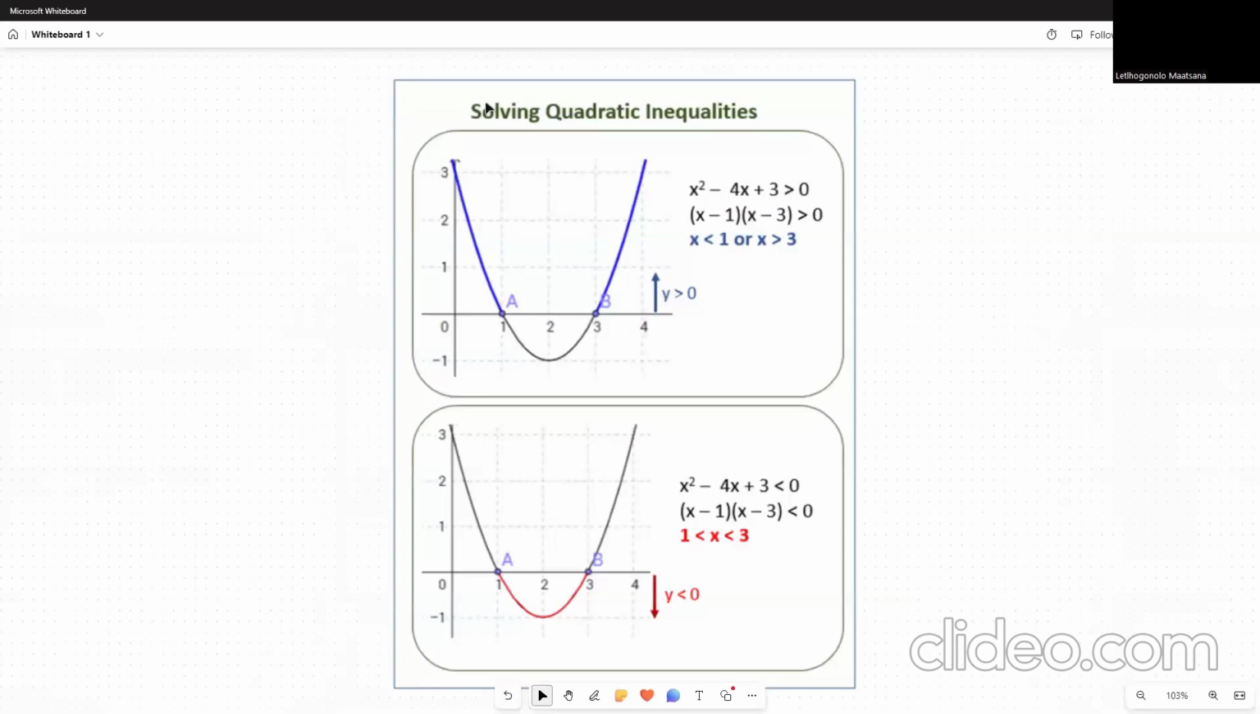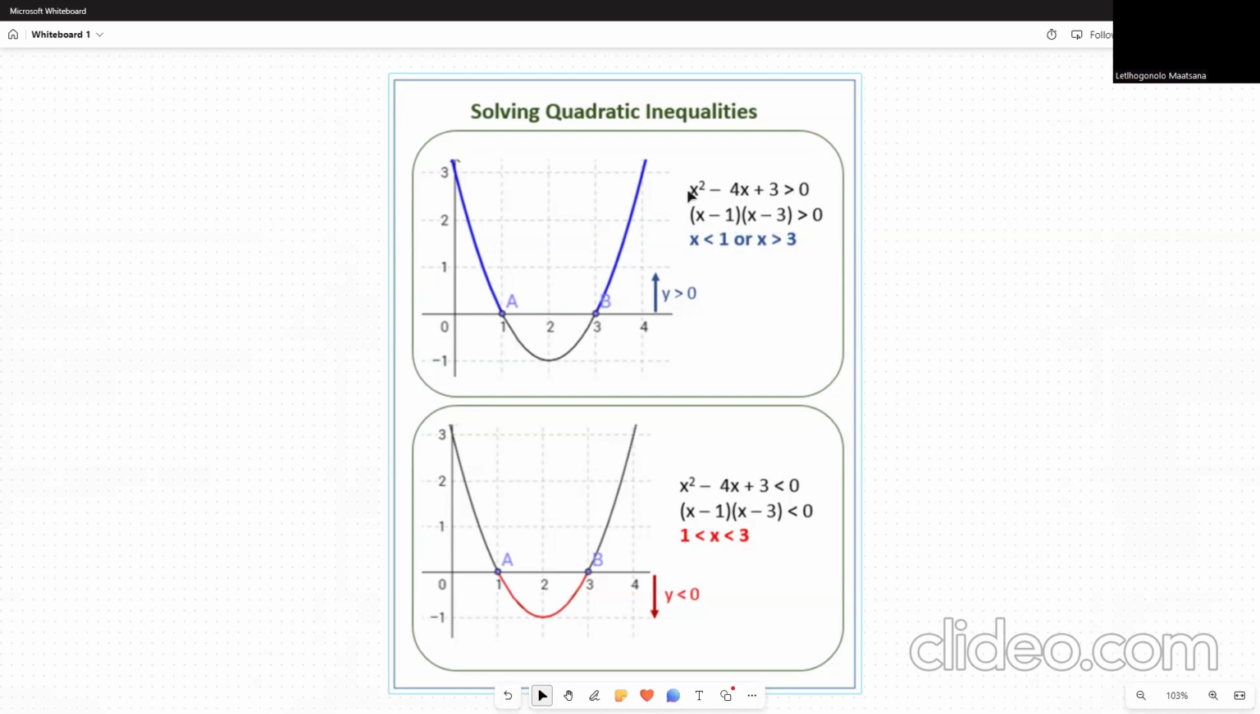Then we come to solving quadratic inequalities. When you have a quadratic inequality, the first thing we're going to do is find the roots. We can find the roots either using the quadratic formula or the method that I just showed you. Here they found the roots. They found that the roots were 1 and 3.